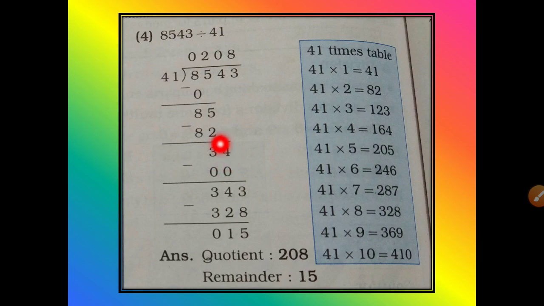Is this number smaller or bigger than 41? This is smaller. So we will write 41 zeros are 0. 4 minus 0, 4. 3 minus 0, 3. Copy the last number, that is 3. 343. This number is bigger than 41. So this will come in the table of 41.